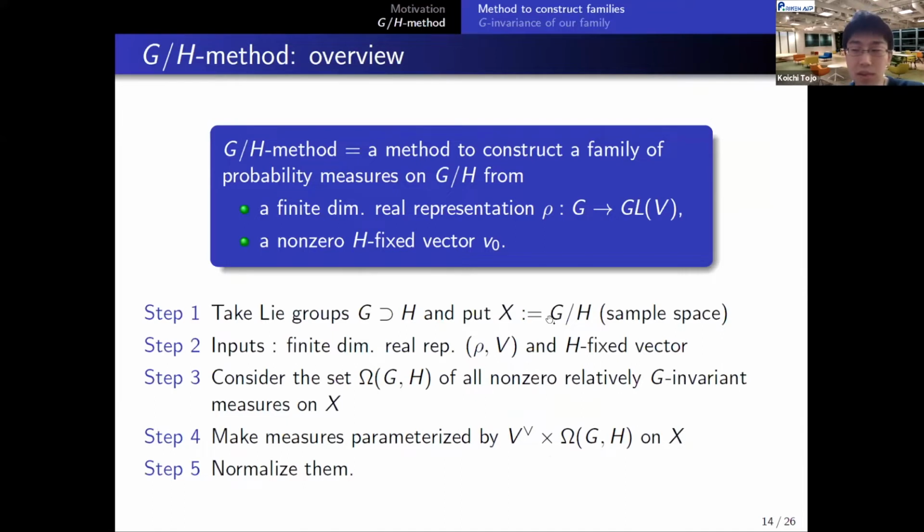Now we will explain the G/H method. First, let us see the method roughly. Later, we will explain the method step by step. The G/H method is a method to construct a family of probability measures on a homogeneous space G/H from the following two inputs. One is a finite dimensional real representation of G, and the other is a non-zero H-fixed vector with regard to this representation. Here, GL(V) is the group consisting of all linear isomorphisms of V.